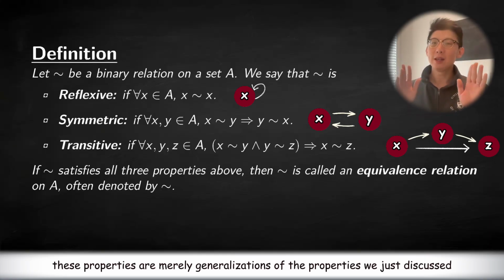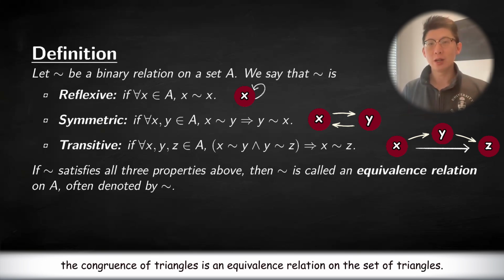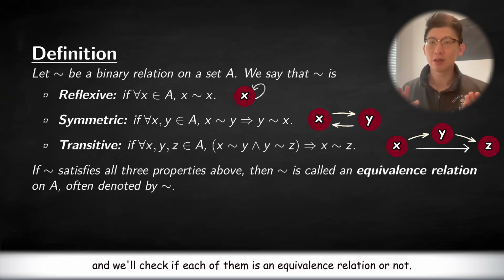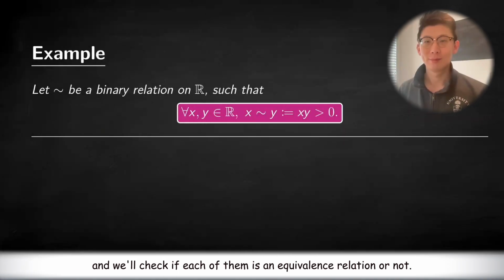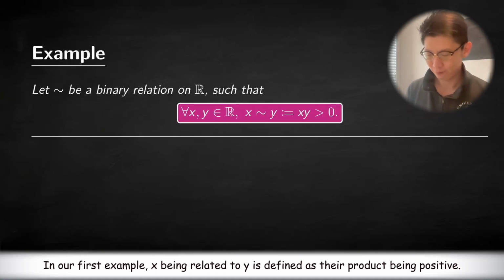As you can see, these properties are merely generalizations of the properties we just discussed for the congruence of triangles. And needless to say, the congruence of triangles is an equivalence relation on the set of triangles. In the following, we'll define several different binary relations on the set of real numbers, and we'll check if each of them is an equivalence relation or not.